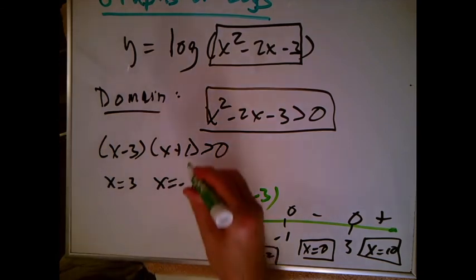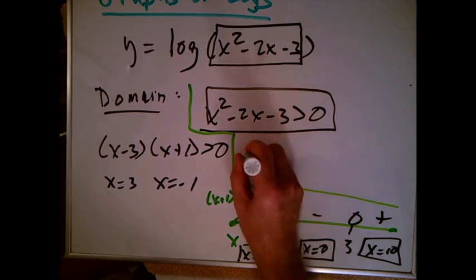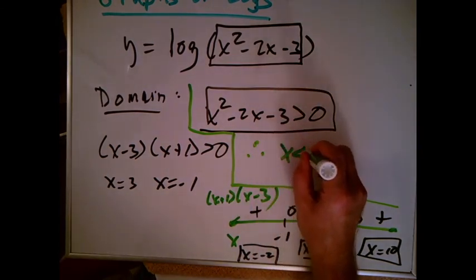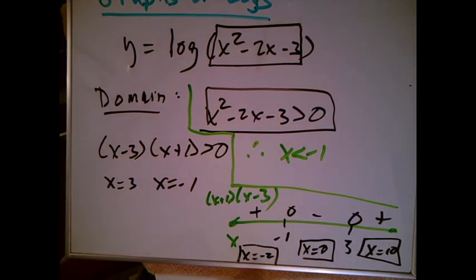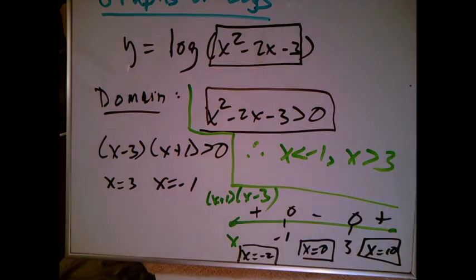Let's do this. How about this? A final answer. What do we need? We need everything to the left of negative 1, and I need everything to the right of 3. And all I'm saying is that we do domains of functions involving logs very, very similar to how we find domains of functions involving square roots.